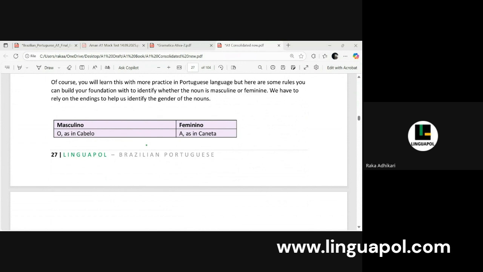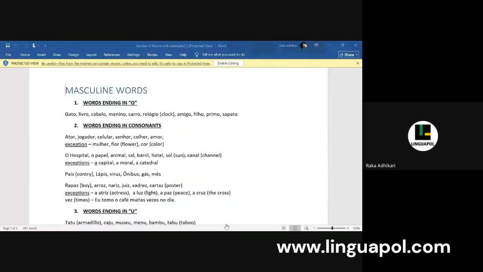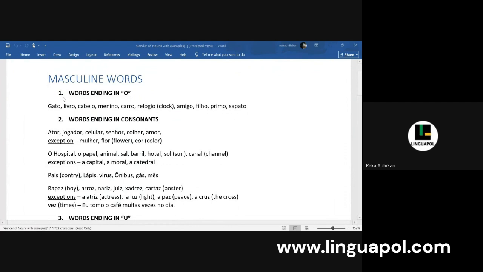Now, this theory applies in almost 95% of the words. But there can be 5% of the words which are exceptions as well. So 95% of the words will follow this rule, where if it ends with the letter o, then it is masculine. If it ends with the letter a, then it is feminine. So we will take up one gender at a time, and let us start with the masculine gender. So in the masculine words, first are the words ending in o. We already saw a lot of words ending in o. You have also given me a lot of examples.